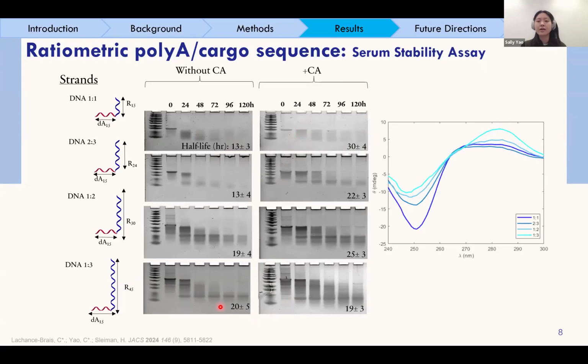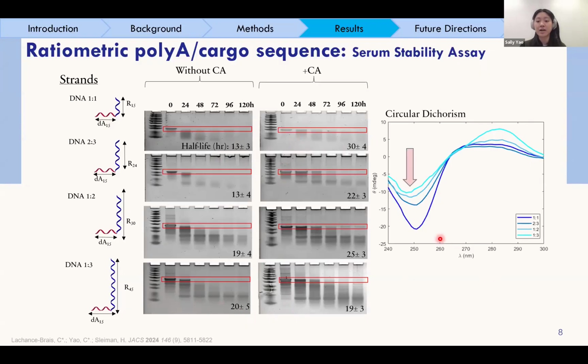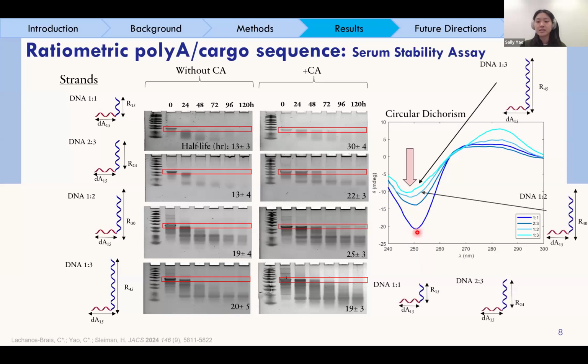And then we did a direct characterization of the fiber formation through circular dichroism, where if a triple helix structure is formed, we will be able to see a 252 nanometer peak. And this is consistent with what we see from the serum stability assay. From CD, we see that the DNA 1-to-1 strands, which have significant protection when we add cyanuric acid, form the most fiber, and the one that doesn't show any differences, the DNA 1-to-3 strand, shows minimal fiber formation.